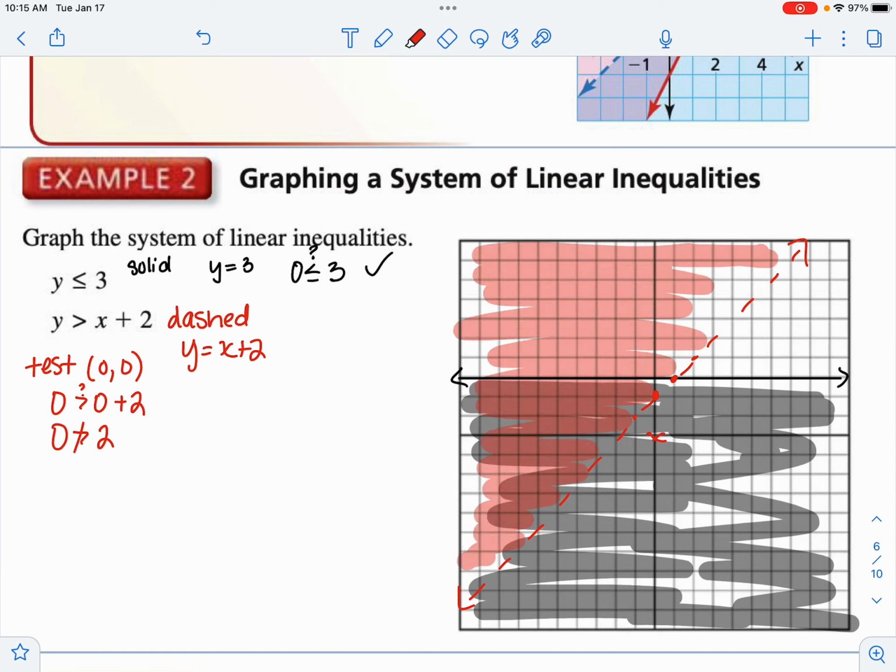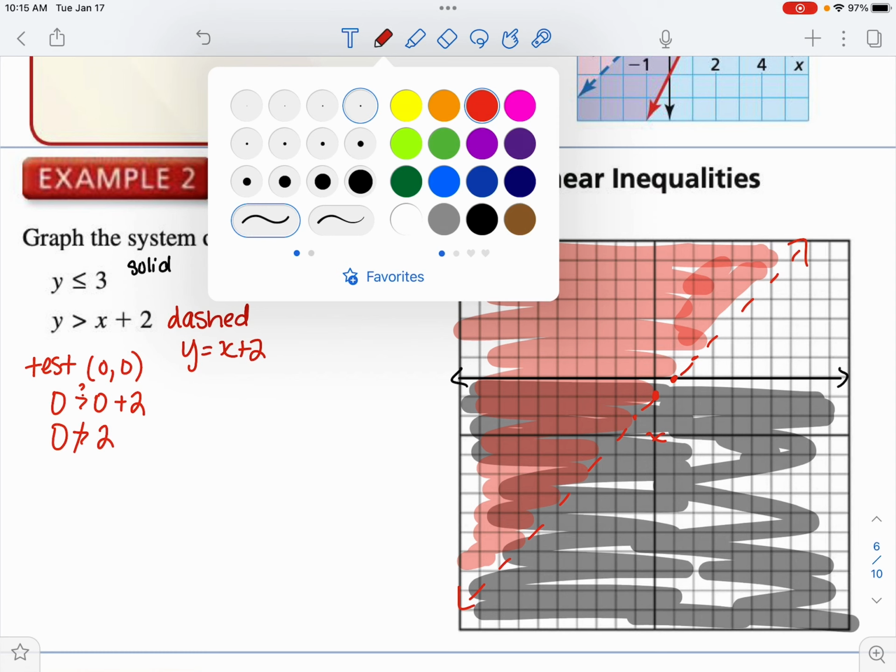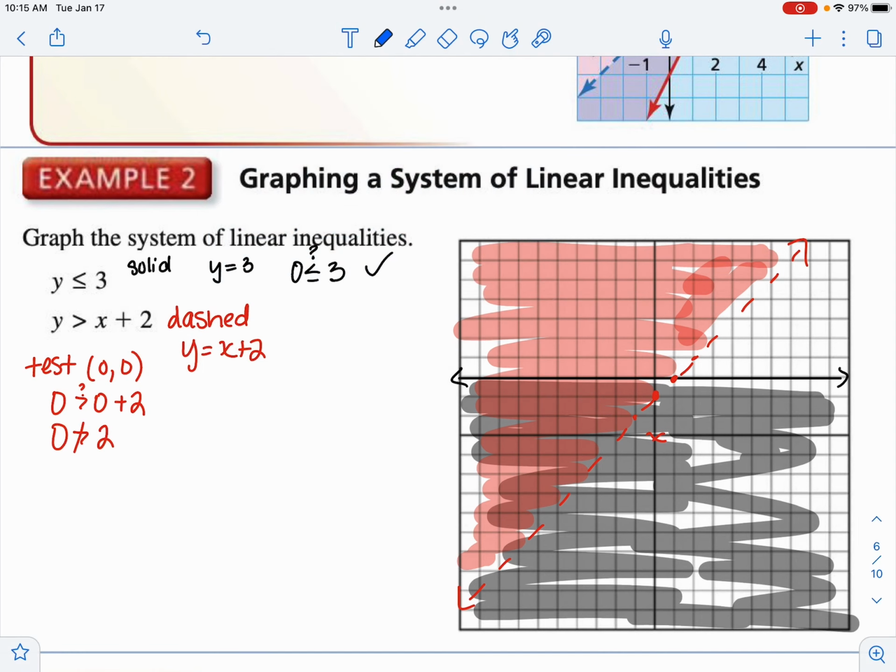Okay. All right, and then you can see now where the overlap is. The overlap is where I have my red highlighter and my black highlighter. So I'm going to take, maybe I'll use blue. And I'm just going to emphasize that area, which is this right here. Okay. Now, any ordered pair that we plug in this blue area is going to work for both inequalities. So this is where my solution set is.